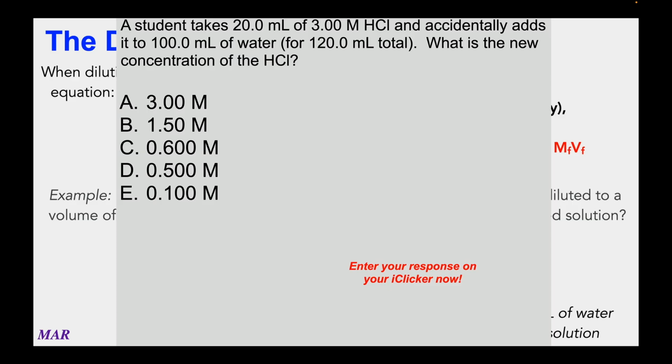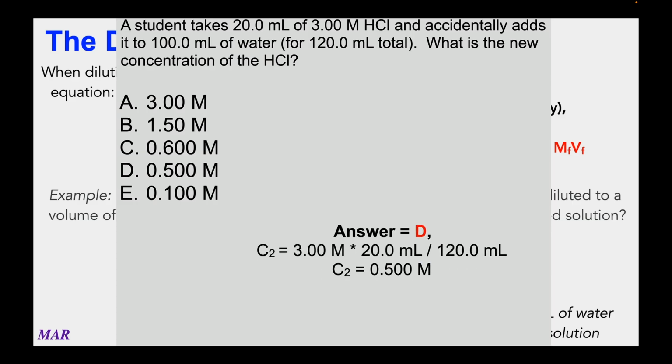And final volume, V2, would be 120 milliliters. You want to solve for C2 like we did in the last one. When you do that, it comes out to be 0.500 moles per liter.